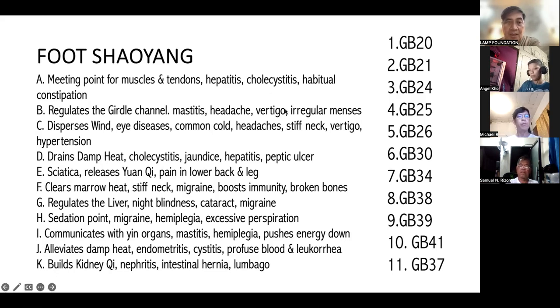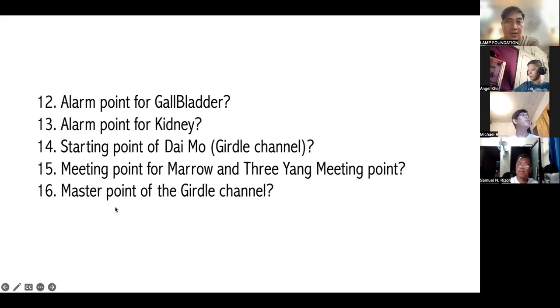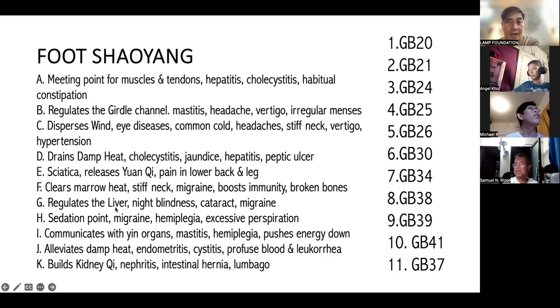Number six. GB30. Main point for sciatica, hip and back problems. Letter E po. Yes, letter E. Sciatica releases yuan qi. Pain in the lower back and legs. So remember this, the main point for sciatica is gallbladder 30.